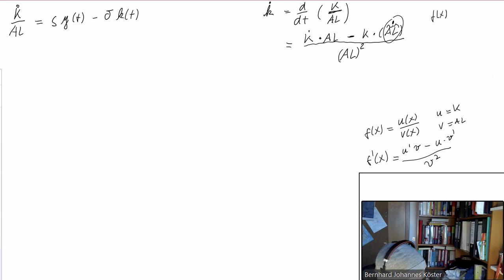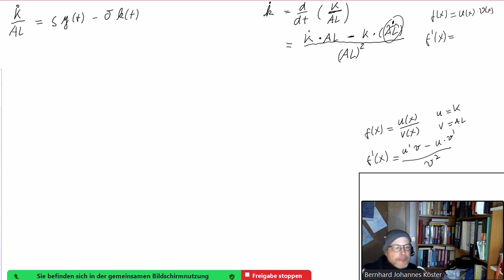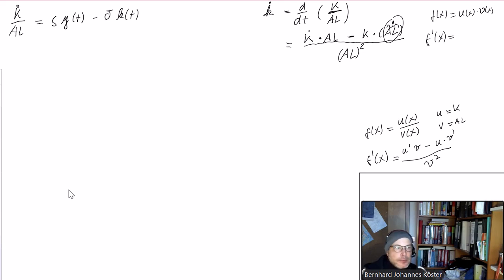If you have a function f of x is u of x times v of x, what is the first derivative? So if you do not have a ratio, but if you have a product, what is then the derivative? Is there now anybody who can help me?